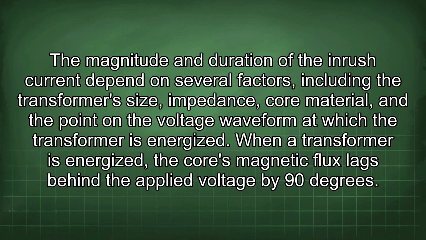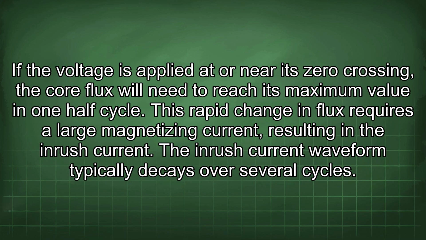The magnitude and duration of the inrush current depend on several factors, including the transformer size, impedance, core material, and the point on the voltage waveform at which the transformer is energized. When a transformer is energized, the core's magnetic flux lags behind the applied voltage by 90 degrees. If the voltage is applied at or near its zero crossing, the core flux will need to reach its maximum value in 1/2 cycle. This rapid change in flux requires a large magnetizing current, resulting in the inrush current.